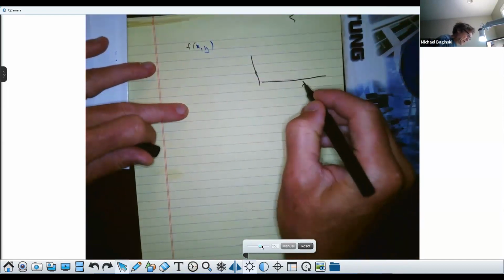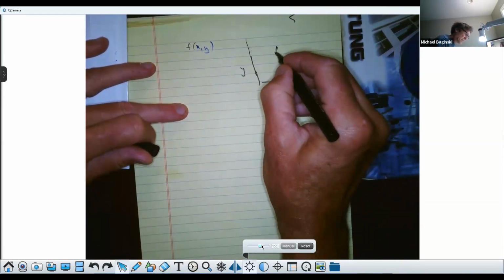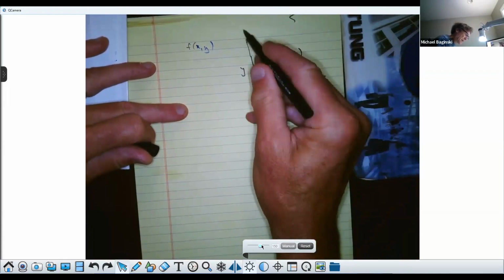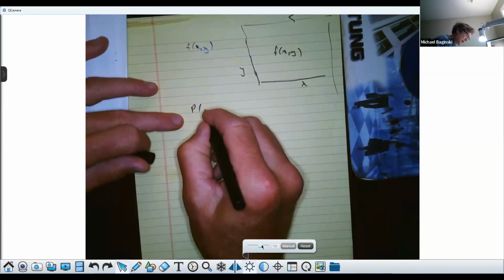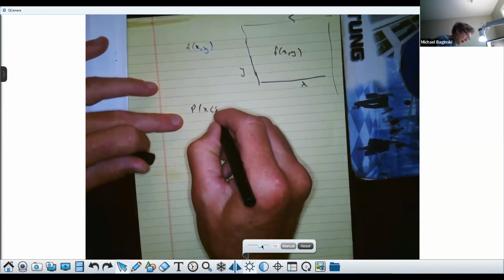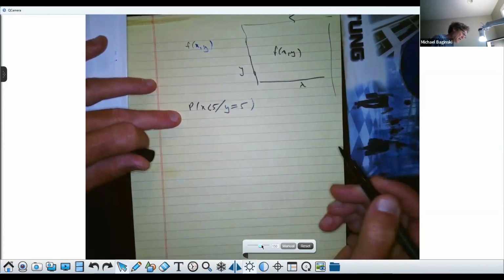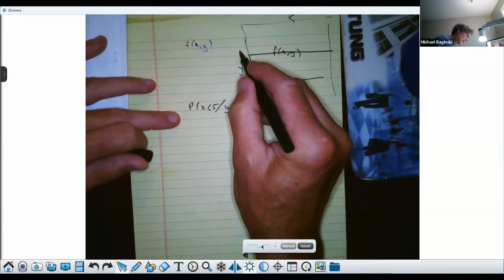If this is x and y, f of xy is a surface map, really. It's the height coming out of there. So if you want the probability of x being less than 5, given that y equals 5, what you end up doing is saying y is 5 here.